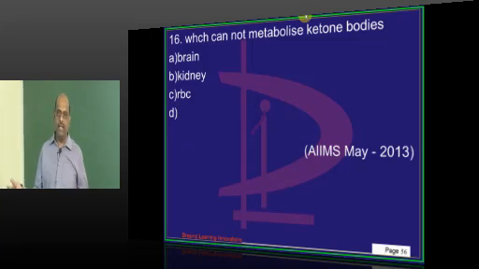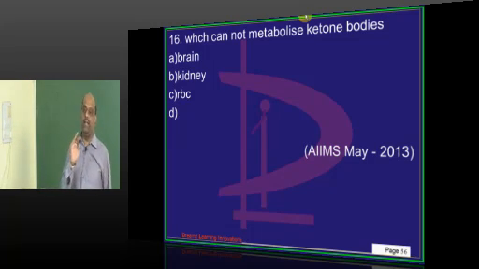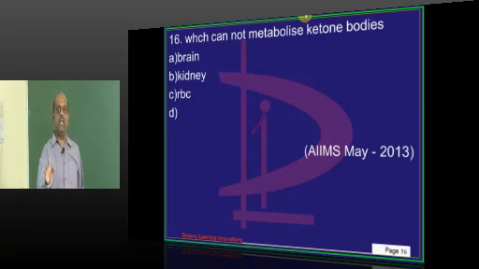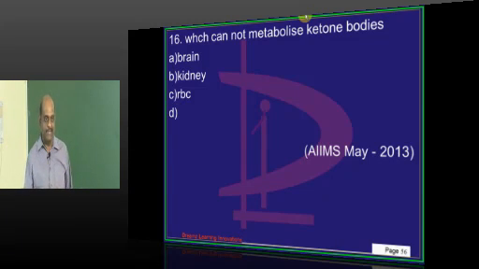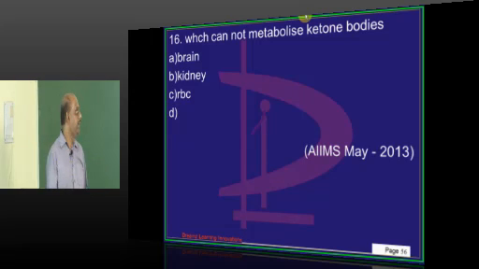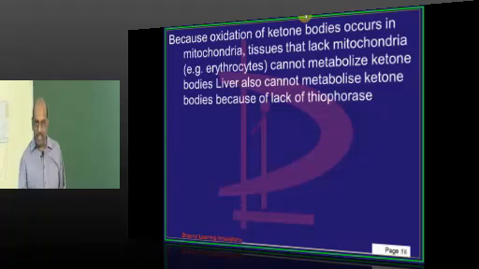Mitochondria is required for using ketone bodies. RBC lacks mitochondria. What is the peculiar thing about ketone bodies? My favorite question in every Sunday exam. The only organ in the body which can produce ketone bodies is the liver. The only organ in the body which cannot use ketone bodies for itself is the liver. Why can the liver not utilize ketone bodies?